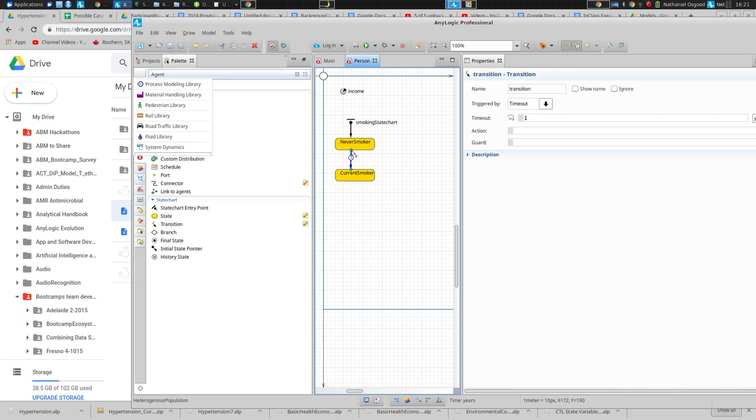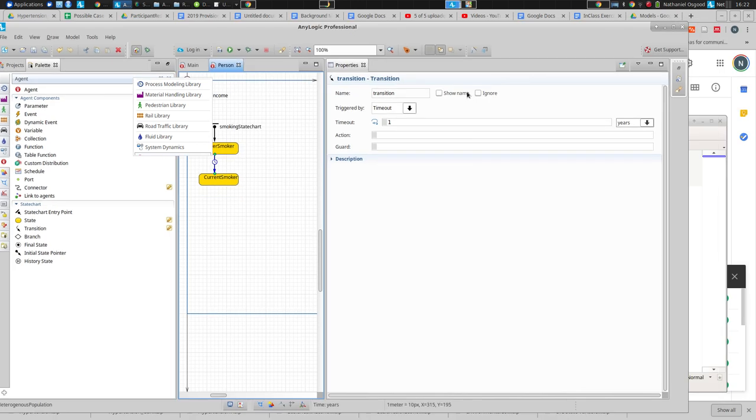Okay, so here we have a timeout of one. One what? Well, if you look over, it's 1 years. Where did it get this years from? It's the time unit of the model. Now, that doesn't mean everything occurs in lockstep. Things occur whenever they do. But by default, it just says, hey, one, whatever the time unit is.